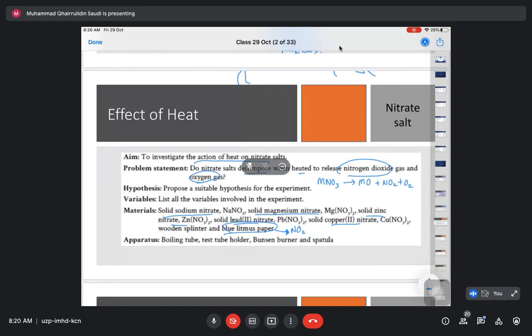Kenapa pula kita perlu wooden splinter? Kita nak test for apa? Hydrogen gas. No. Apa yang terhasil tadi? Nitrate salt. Wooden splinter nak test for gas apa?